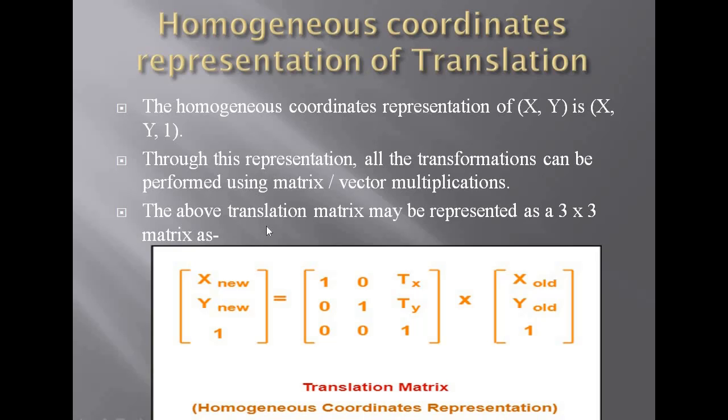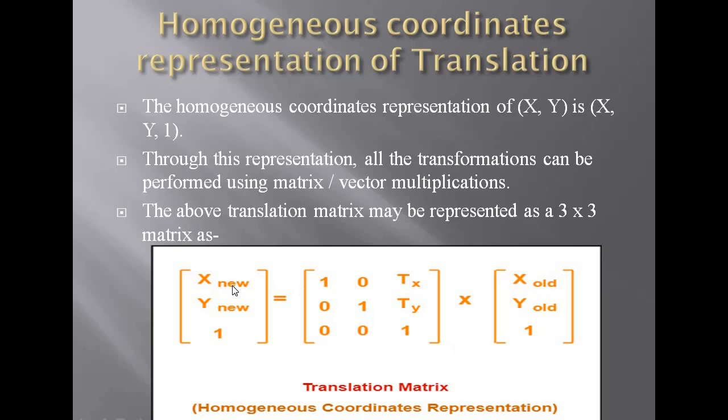For this matrix representation with the help of homogeneous coordinates, we use a 3 by 3 matrix, that is 3 rows into 3 columns. Horizontally, this is row 1, row 2, row 3, and vertically this is the first column, second column, and third column. After this whole expression, you will get a result in a 3 by 3 matrix.